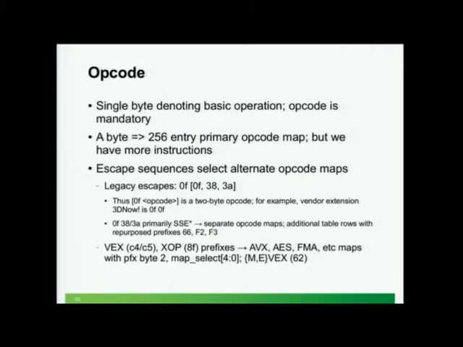Then after the prefix comes the opcode. It's a single byte denoting the basic operation. If it's a single byte, that automatically means you have 256 opcodes, but you have more instructions than that, which means you have to do some funky stuff. Let me show you.